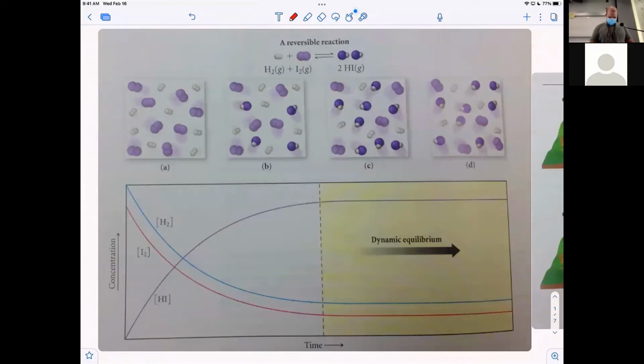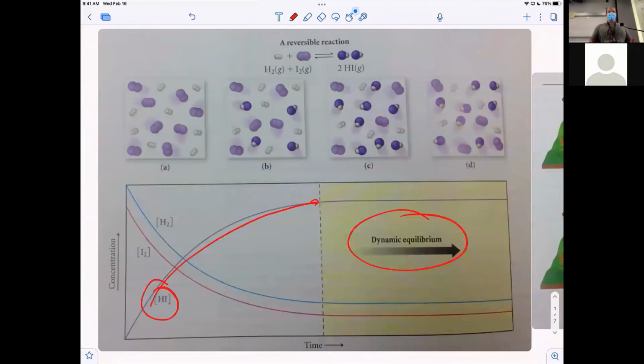So you can see here, hydrogen iodide is increasing, and then it stops. At least it doesn't stop. The overall change is constant. So in the equilibrium, we have a dynamic equilibrium, meaning that it looks like nothing's happening, but the chemical reaction is still happening. I mentioned dynamic equilibrium before when it came to phase changes.